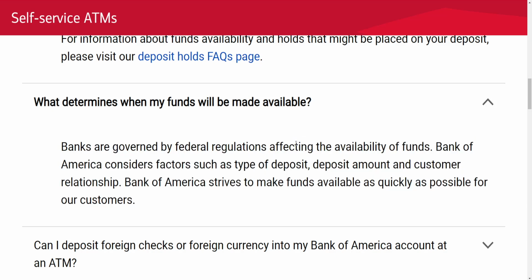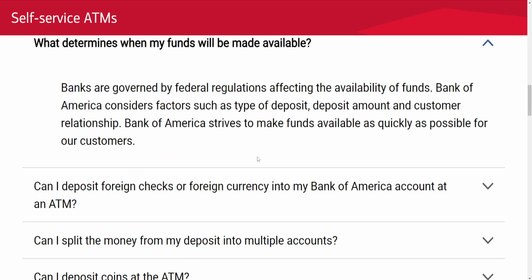So this was some extra information that you may use when depositing money at an ATM with Bank of America.